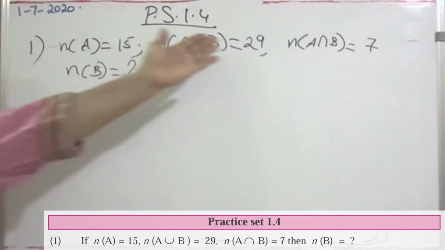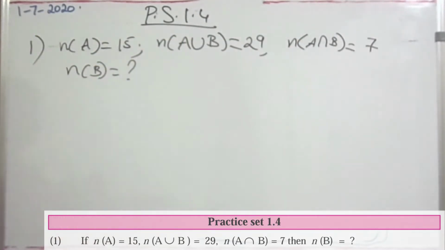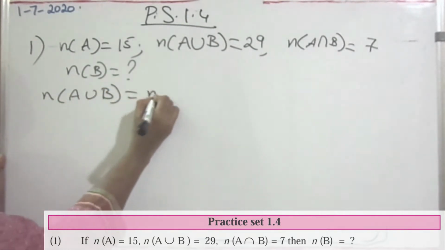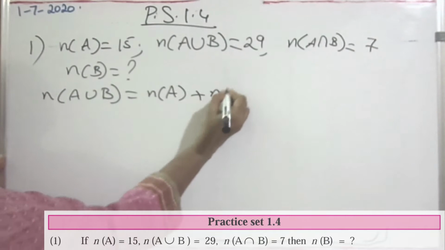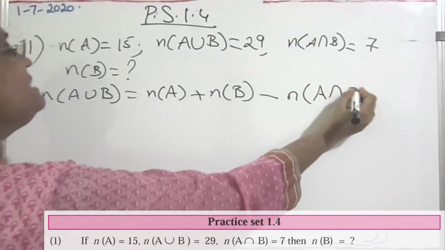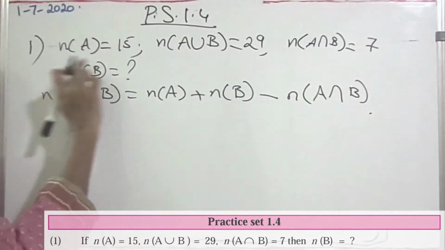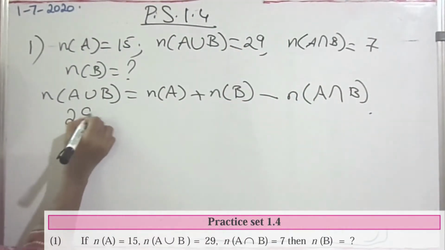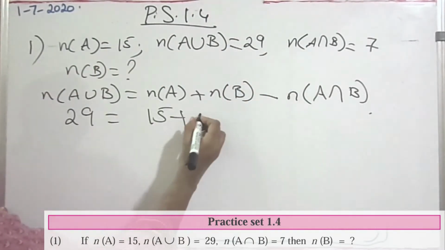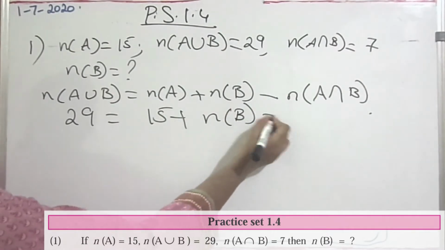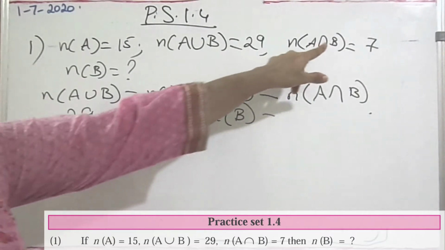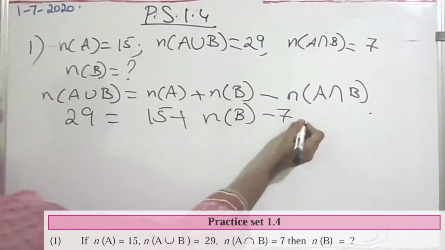What is the relation between all this? You know the formula. Write down the formula first. Number of elements in A union B is equal to number of elements in A plus number of elements in B minus number of elements in A intersection B. Substitute it. A union B is 29, A is 15, B we do not know so keep it as the number of elements in B, minus number of elements in A intersection B. How much is A intersection B? 7.